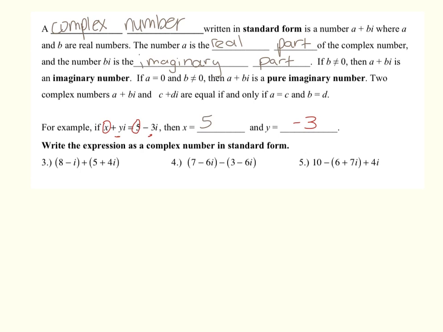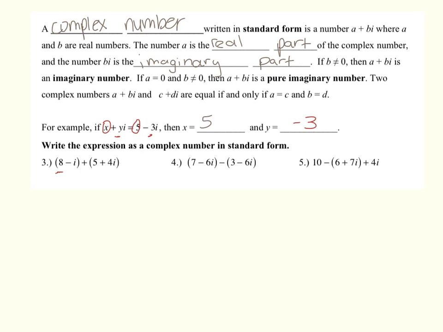So standard form, remember, means that your real part is first, plus or minus your imaginary part. So when they ask us to write the expression as a complex number in standard form, they just mean to combine like terms, real parts with real parts, imaginary parts with imaginary parts, and just make sure that in the end, when you write it, you put the real part first, plus or minus the imaginary part.